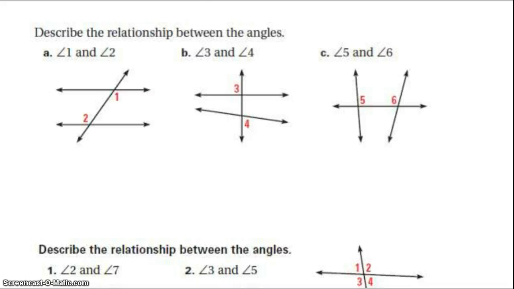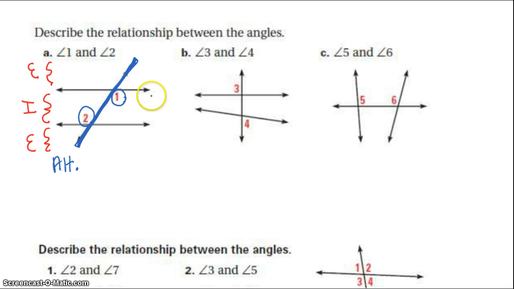Describe the relationship between the angles. Okay, so we have this one and this one. So the first thing you want to ask yourself, here's the transversal, correct? Is it alternating around the transversal or is it on the same side as the transversal? It's alternating. Okay, the next thing you want to ask yourself is it on the interior of the two lines, or is it on the exterior of the two lines? And you'll notice that both of these are on the interior. So these are alternate interior angles.